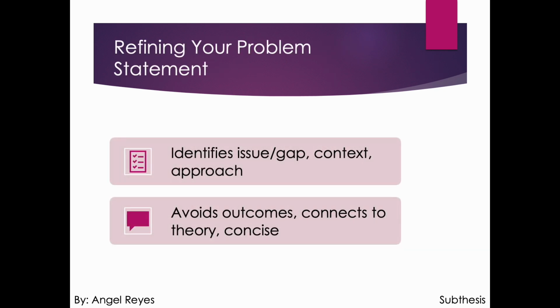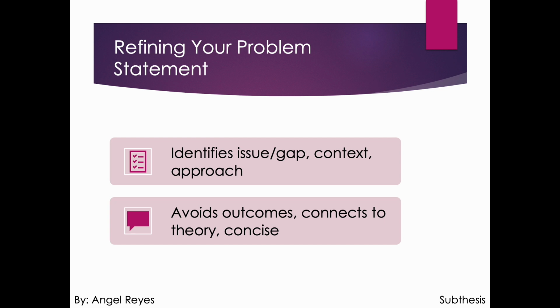An effective problem statement clearly identifies the issue or gap to be addressed, establishes context and significance, and indicates a general approach or direction. It avoids presupposing specific outcomes, is concise but comprehensive, connects to broader theoretical frameworks, and sets appropriate boundaries for inquiry. For example, consider this problem statement.